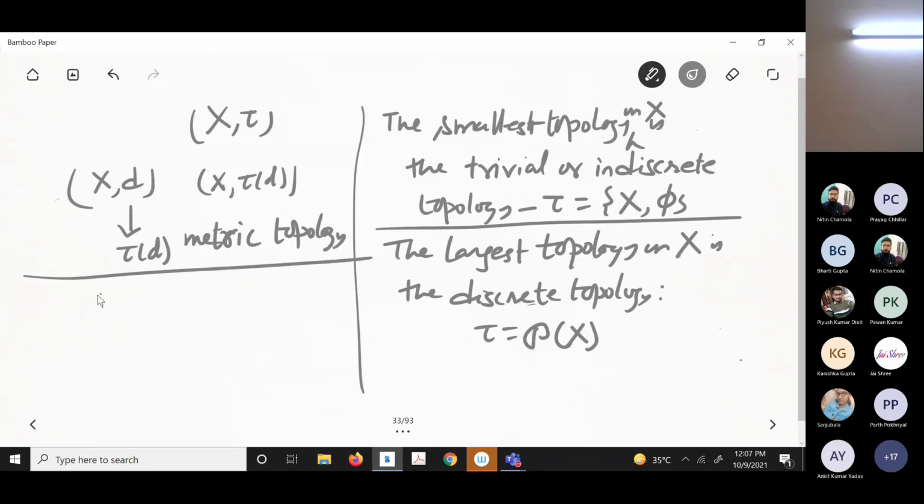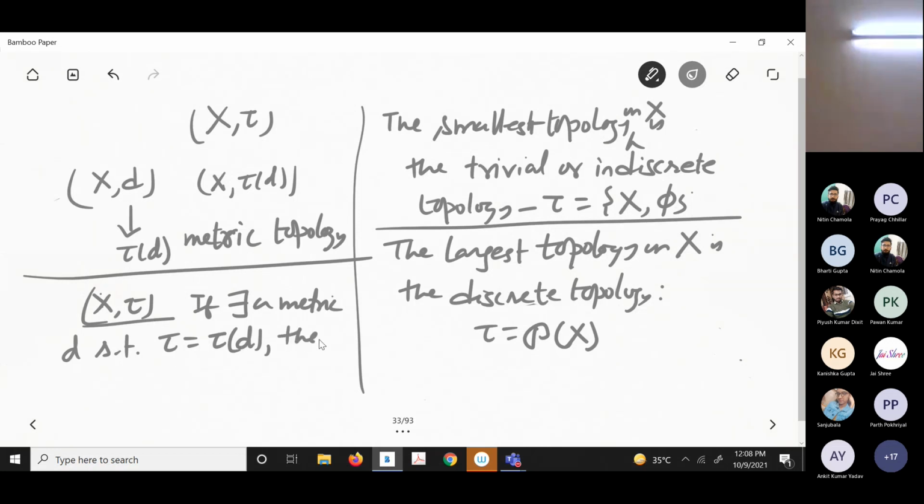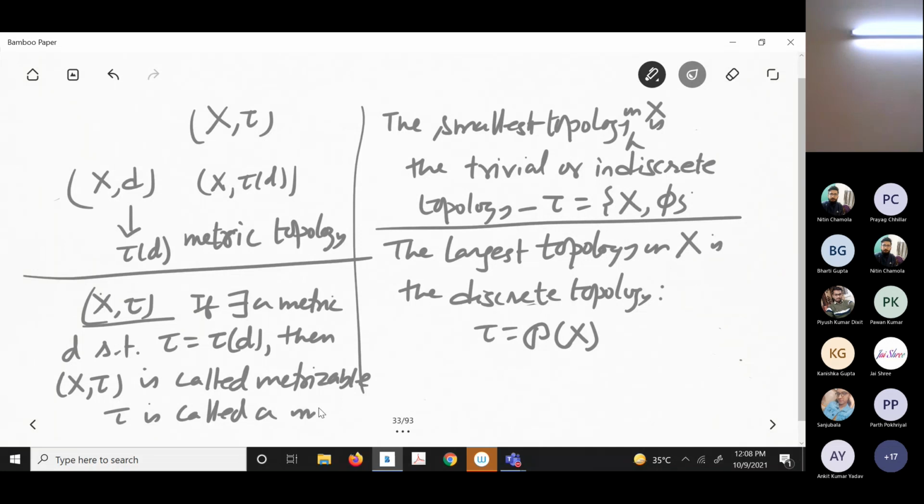Conversely, suppose you have a topological space, and if there exists a metric d, such that tau, the topology generated by d, is the same as tau, then (X, tau) is called metrizable, and tau is called a metrizable topology. Metrizable topology means the topology is coming from a metric.